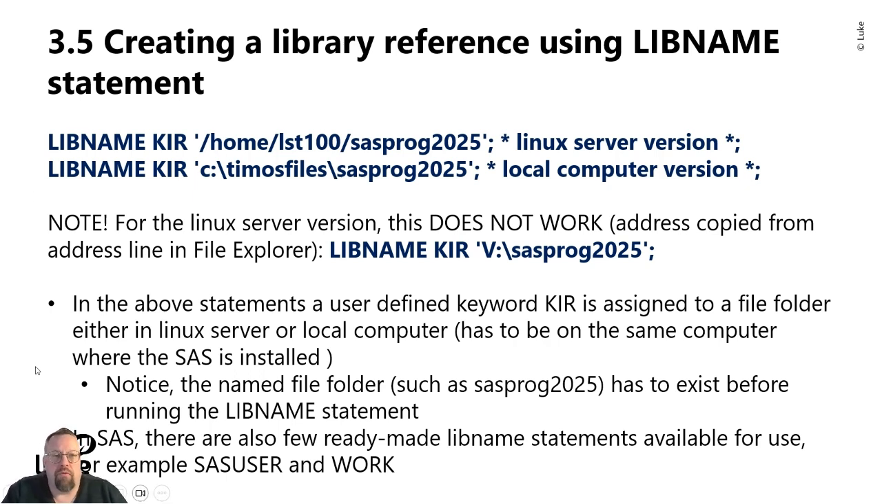One thing I noticed when I was working on this is that in the local computer you can often go to your file explorer and easily copy and paste the file path to your libname statement. But if you are using the Linux SAS server, it doesn't work, because if I copy and pasted my address, it would give it in this format, and this doesn't work. So I have to be careful to have it in a proper way, like this.